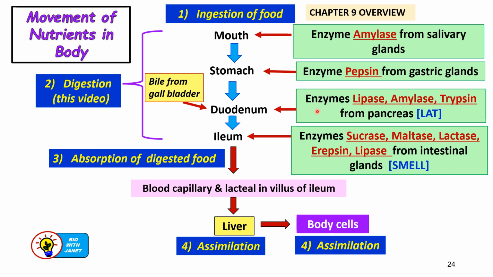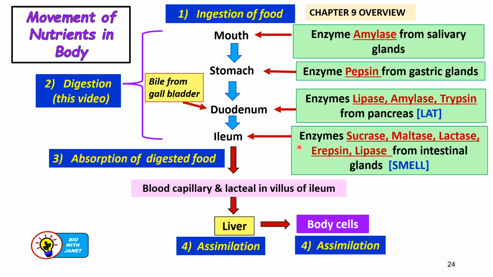Then going down to the duodenum, bile is secreted from the gallbladder for emulsification of fats. And enzymes lipase, amylase, and trypsin, or LAT, are secreted from the pancreas to digest the various food substances, such as lipids, starch, and also polypeptides. Polypeptides are digested by trypsin.